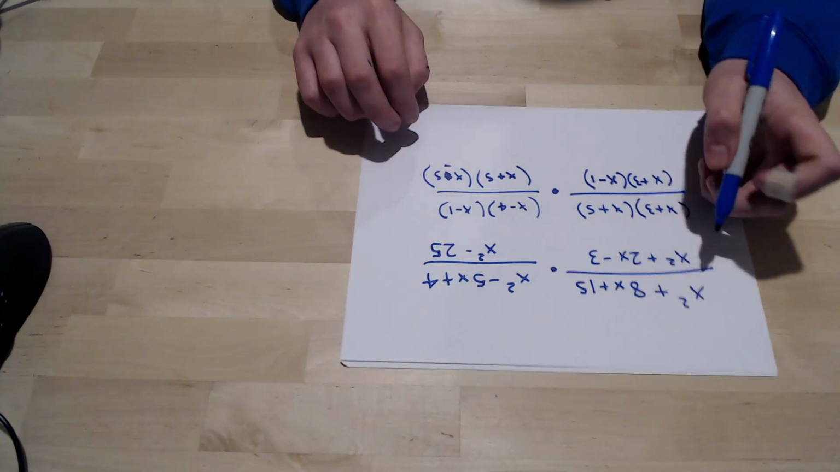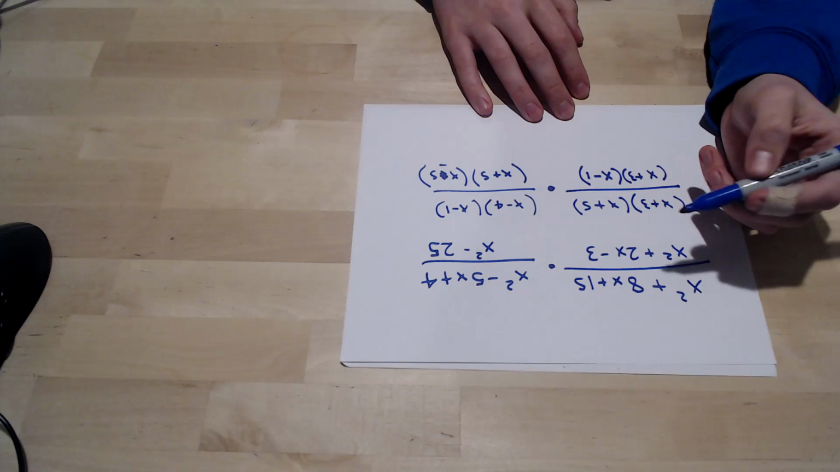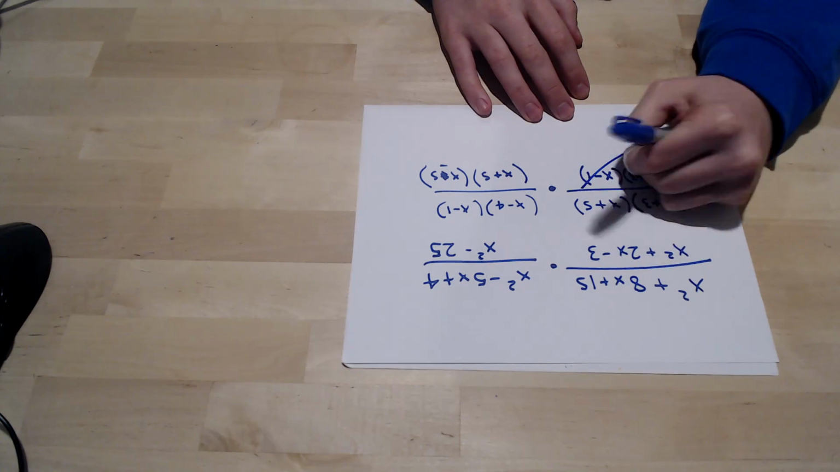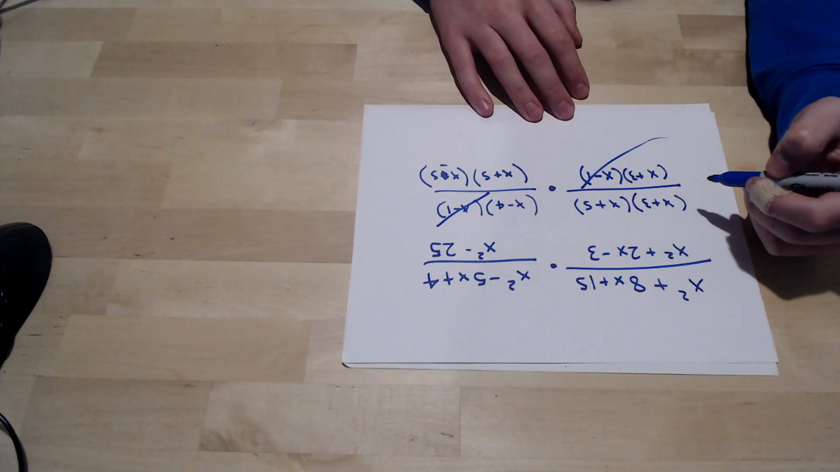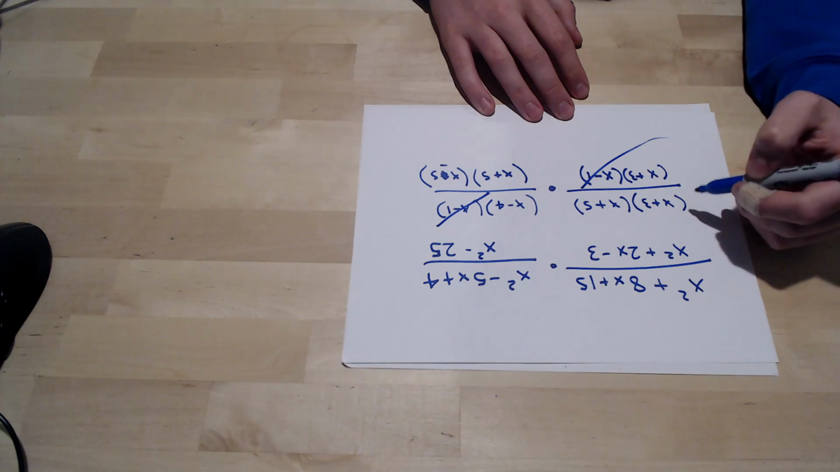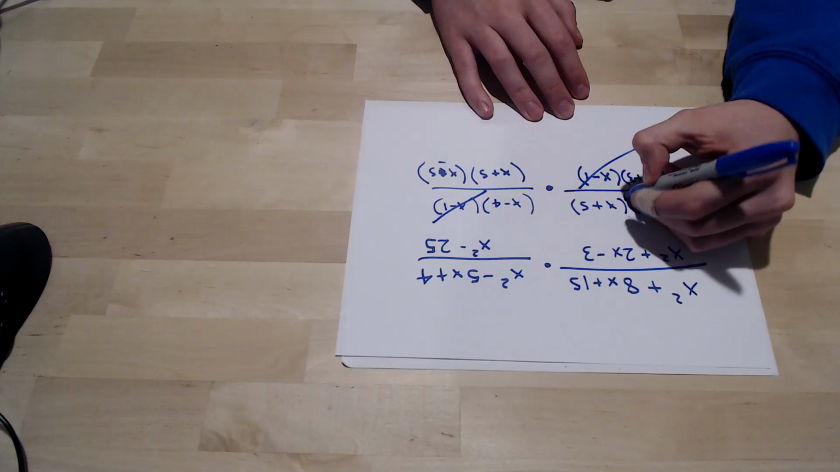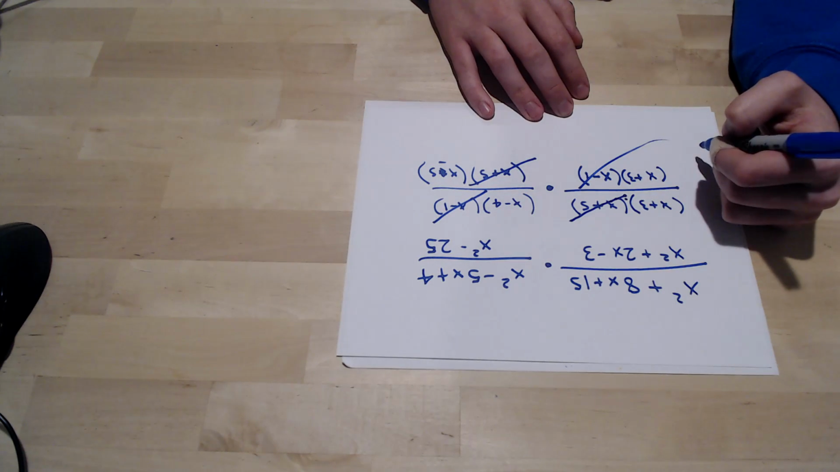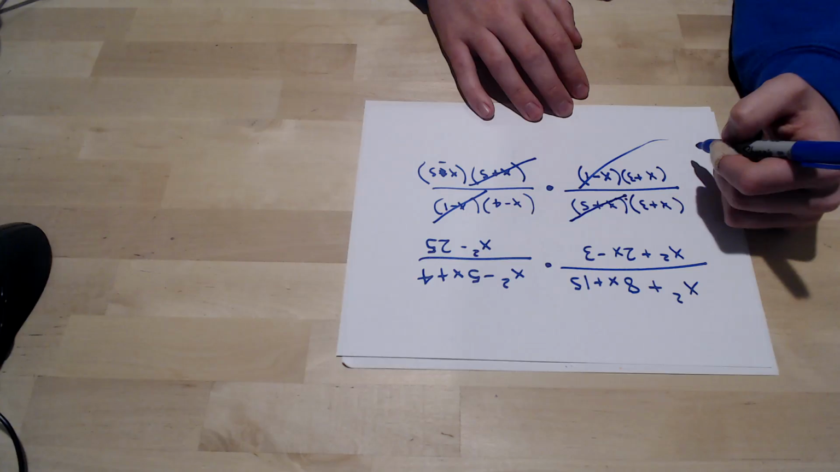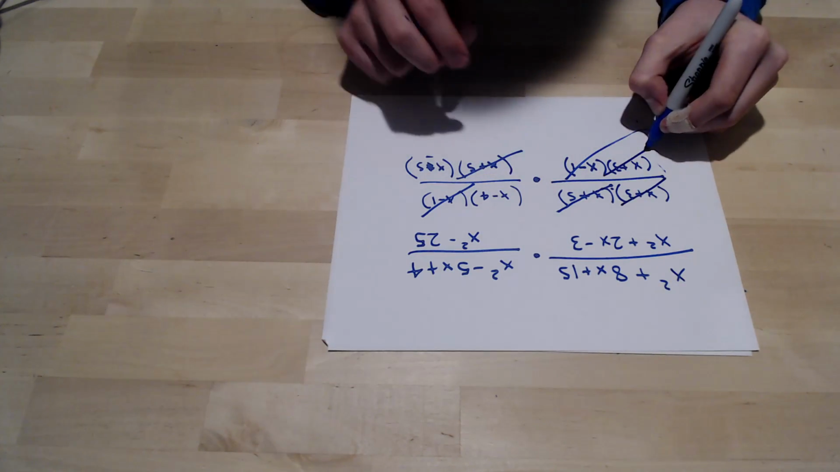Now we can actually start to cancel some of this out, since we did switch it before. There are some obvious ones here. x minus 1 cancels out with this x minus 1. What else? There's x plus 5 here. This cancels out with this x plus 5. And we can also cancel out these two x plus 3's as well.